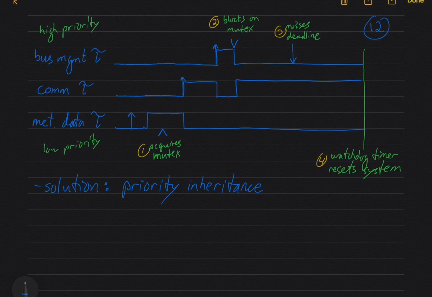And so what that would do is it would cause the meteorological data task to have a higher priority than the communication task. So it would have run, it would have released the mutex, and then it would have been demoted back to its low priority, and the bus management task would have been able to run as soon as it unblocked from the mutex. For example, with RTOS2, there was the osMutexPrioInherit flag that I showed you when we were setting the attributes for the mutex.